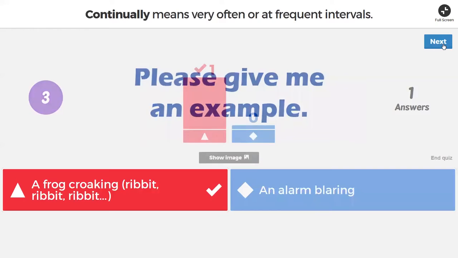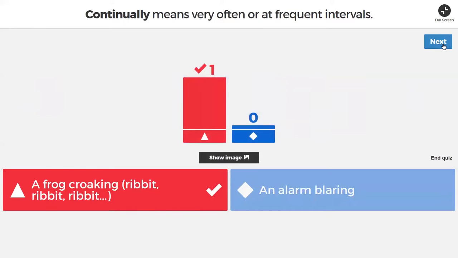Now, when I first thought of the example, an alarm blaring, I just thought of something that was not having frequent intervals. A steady sounding alarm, something like this. But there are alarms that are continual, that are more like beep, beep, beep, beep, beep. So this wasn't the best example. So something that was not continual that we could compare and contrast with.